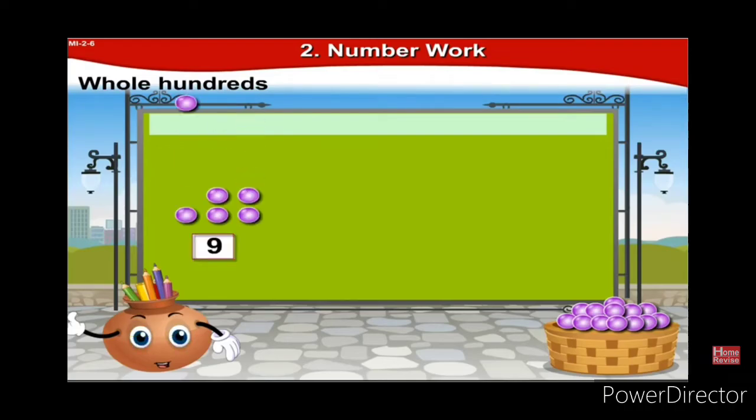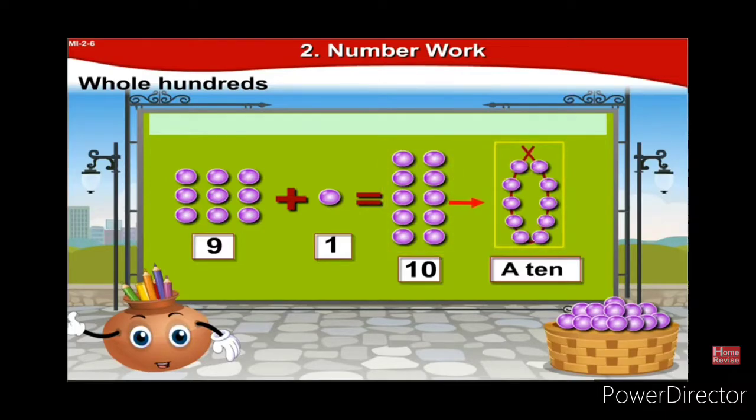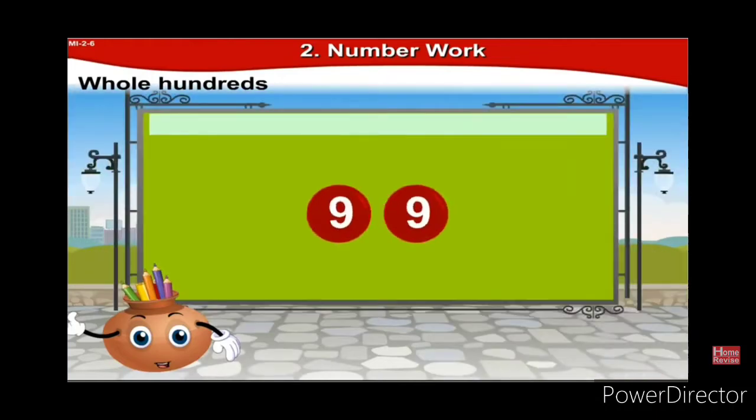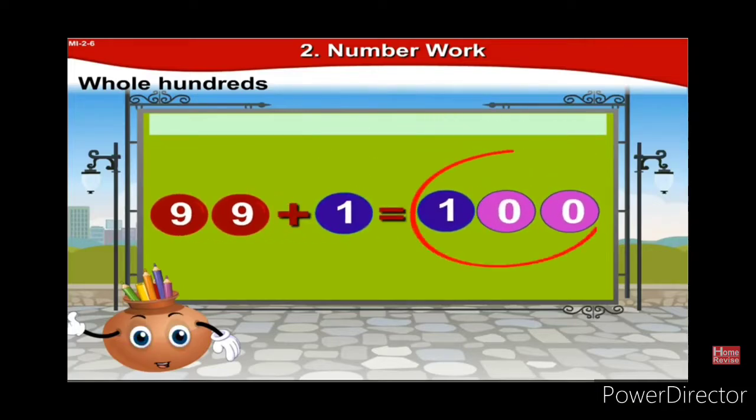9 beads and 1 bead together make 10 beads. You know what? A group of 10 things is called a ten. Now 99 is the biggest 2-digit number. When we add 1 to it, we get the 3-digit number 100. Let us see how.